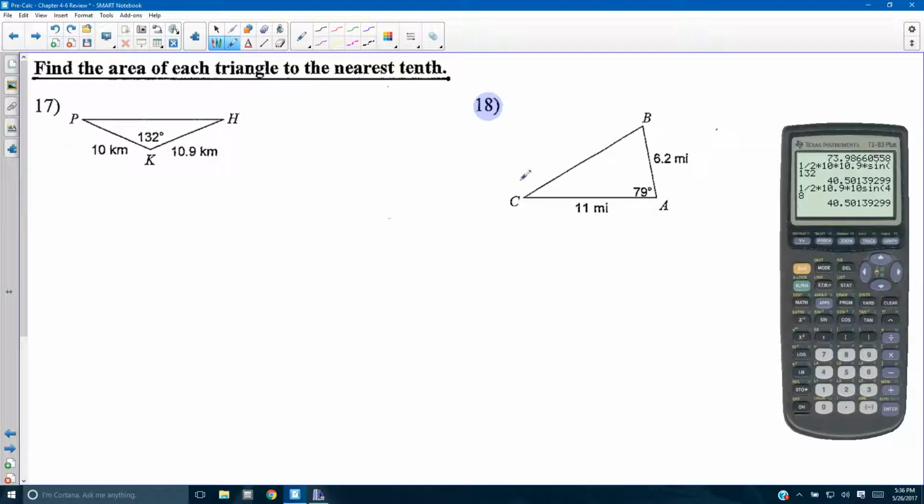Okay, number 18, we have triangle ABC here, and I'm going to do the same thing as before. I'm going to draw an altitude down to a base. Now this altitude is going to cut off the 79 a little bit. My apologies. Just remember that number is a 79 right here.